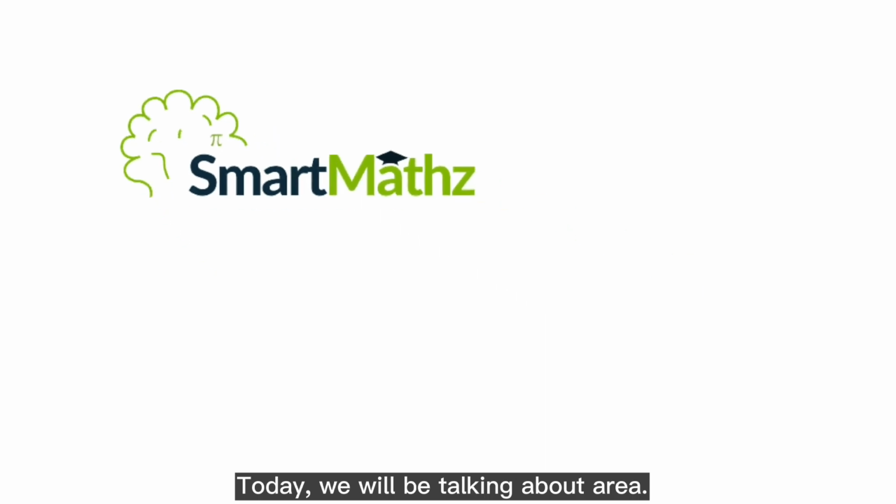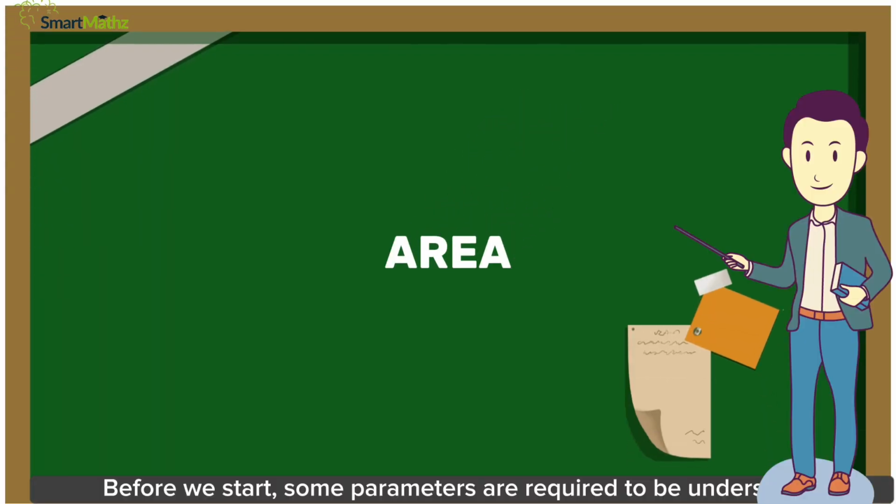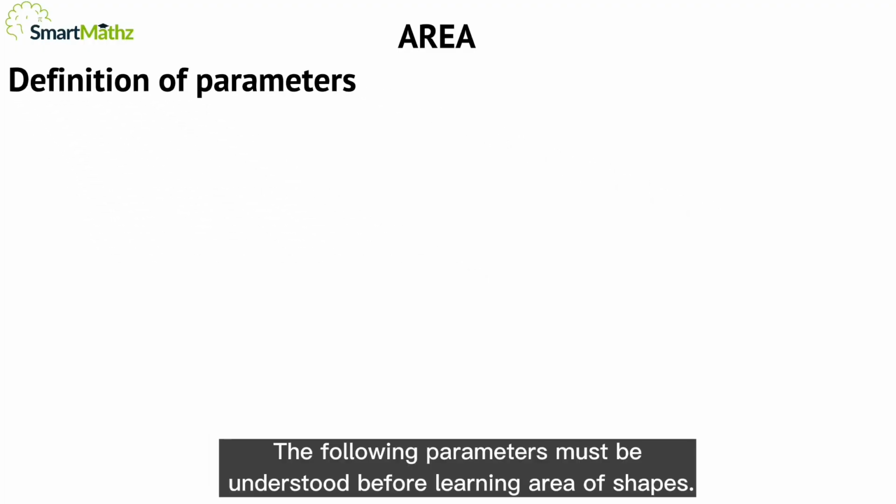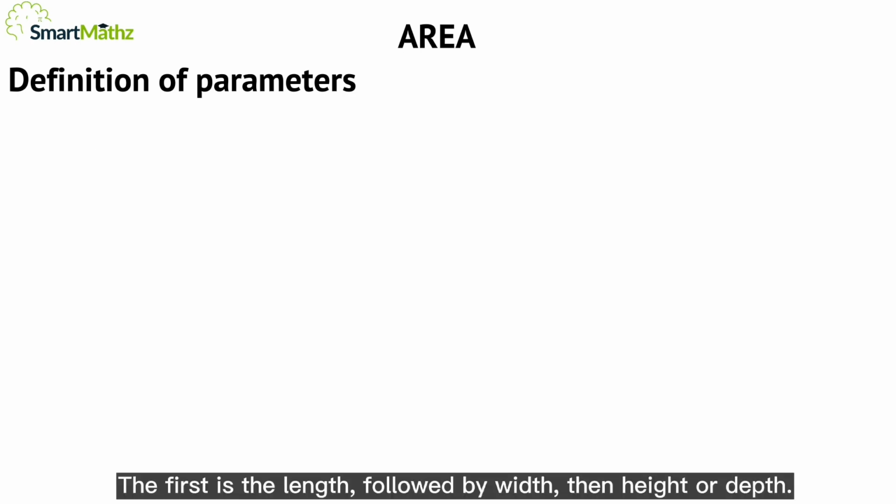Today, we will be talking about area. But before we start, some parameters are required to be understood. The following parameters must be understood before learning area of shapes. The first is the length, followed by width, then height or depth.